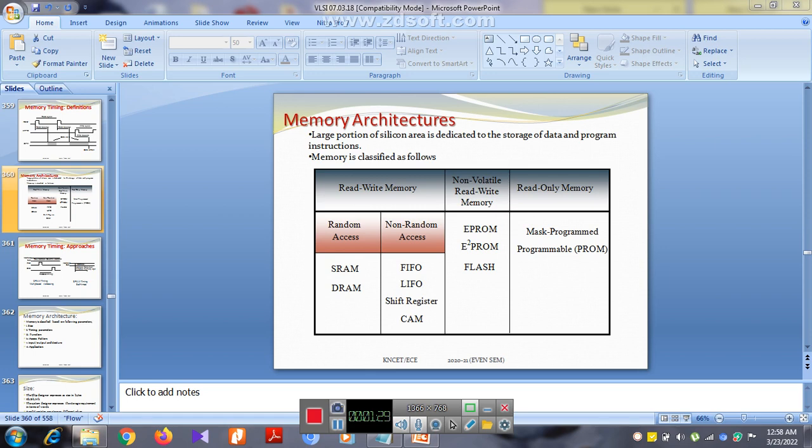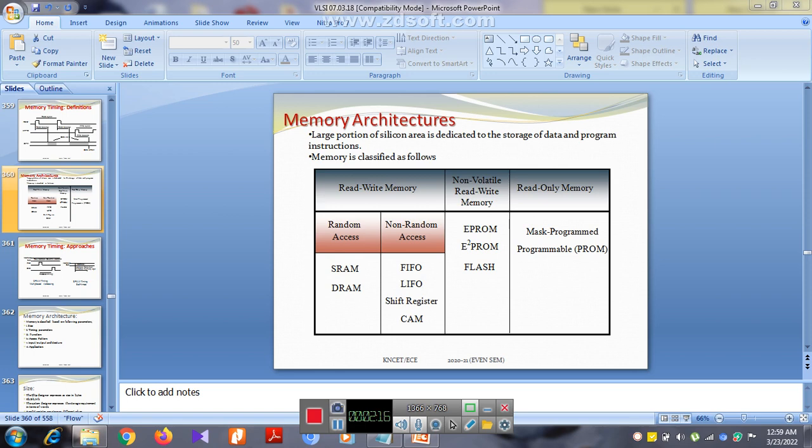So, for example, random access memory. Here there are two types, SRAM and DRAM. It can store data whenever the power is on. Non-volatile read-write memory includes EEPROM, E2PROM and flash. Here there is no need of power, so the data is automatically stored whether the power is on or off. Read-only memory includes mask programmable ROM and PROM.